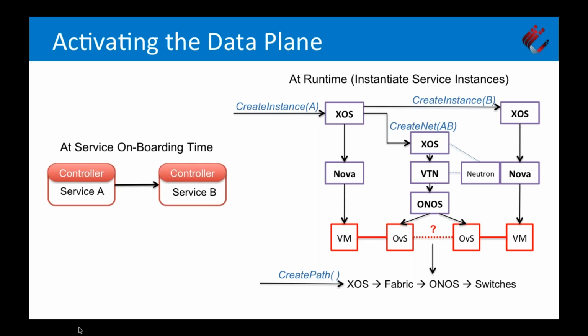So this next one is the, oops, I'm sorry, I know everyone says, what about Neutron? Well, it has to be there for backward compatibility reasons. But Neutron isn't running the show, VTN is, because VTN understands how to plumb things together in CORD.